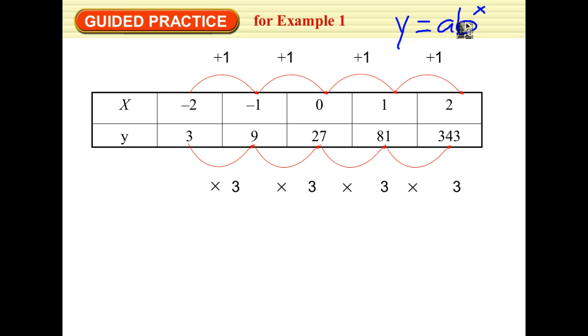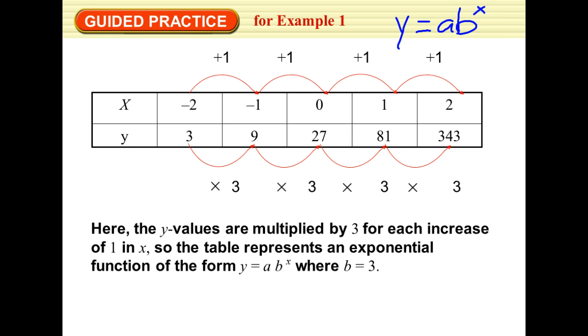Exponential means multiplies. It keeps multiplying. If it was adding, it would be linear, because then it would follow a slope. It would have a unit rate. Okay? All right, so now that we know that b is 3, see if you can figure out what the a value is and if you can come up with the equation.